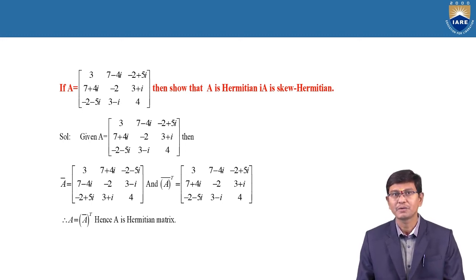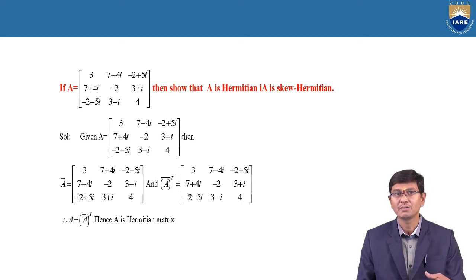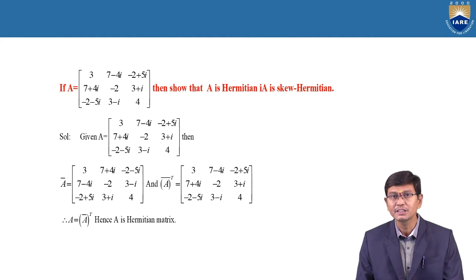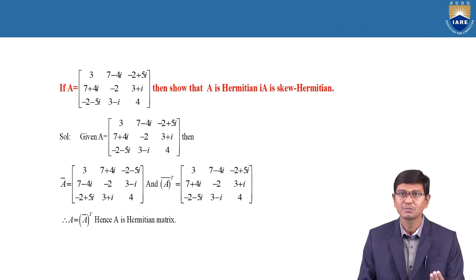According to the definition of A^θ, first we need to apply the conjugate. The conjugate of a matrix means we replace +i with -i and -i with +i. Observing this matrix, the complex values appear in the first row, second row and third row. The 3 is real, no problem. The 7 - 4i is changed to 7 + 4i. The -2 + 5i is changed to -2 - 5i.